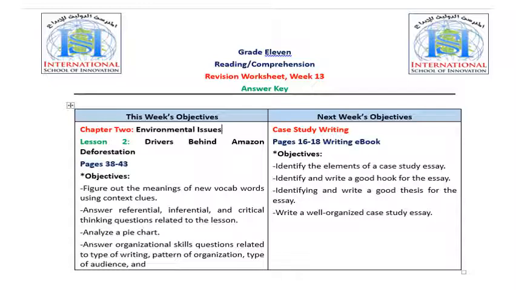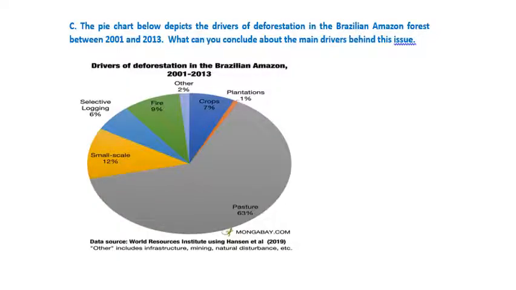Okay, so our theme was environmental issues, and the lesson was drivers behind Amazon deforestation or Amazon destruction. This is what you're supposed to be doing in the worksheet. Figure out the meanings of new vocab words using context clues. Answer referential, inferential, and critical thinking questions related to the lesson. Analyze a pie chart. Answer organizational skills questions related to type of writing, patterns of organization, and type of audience.